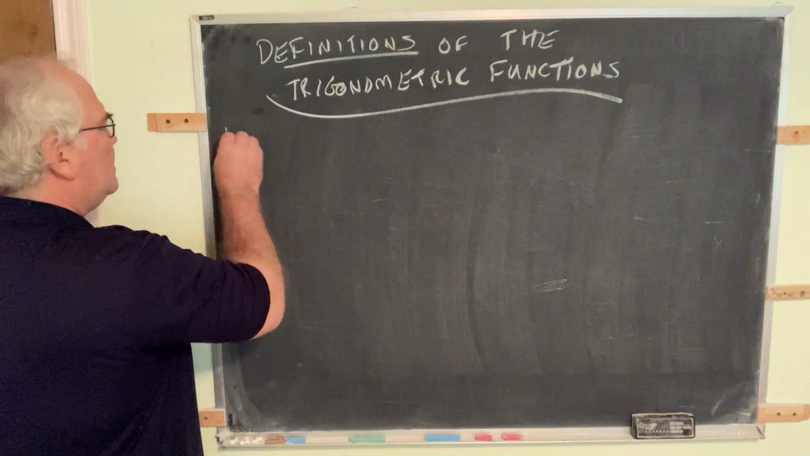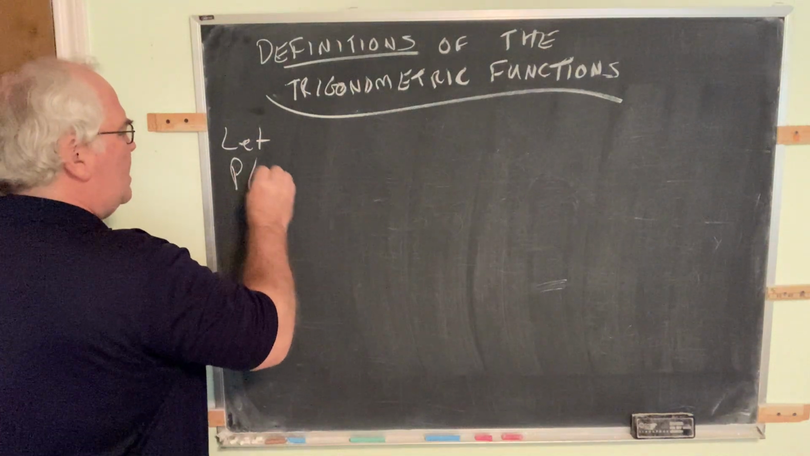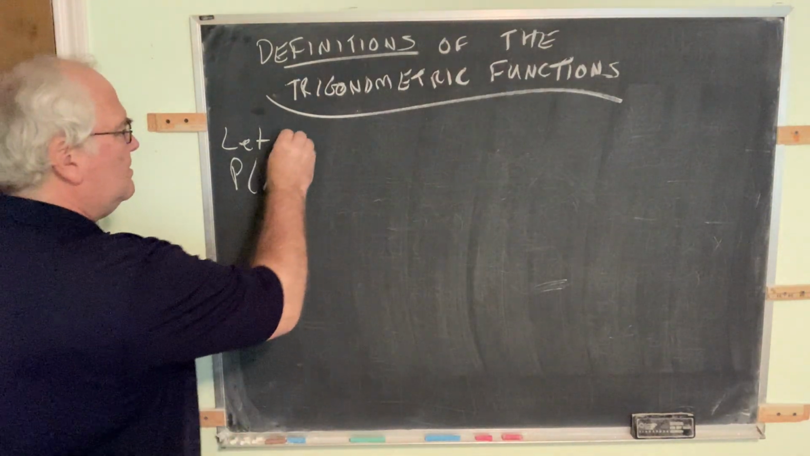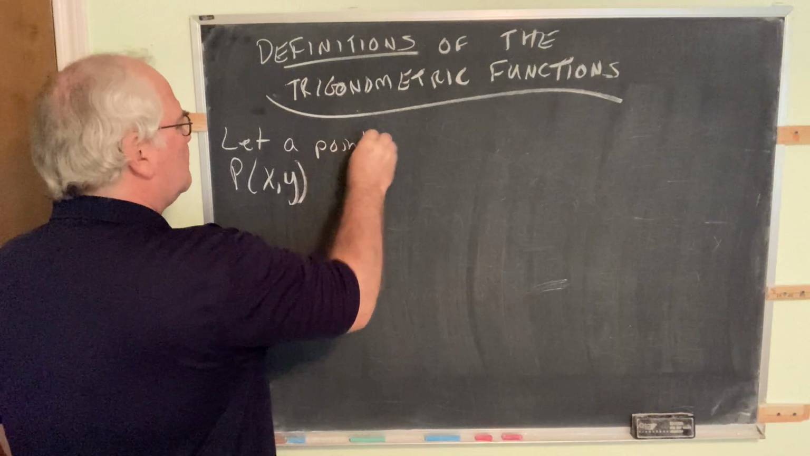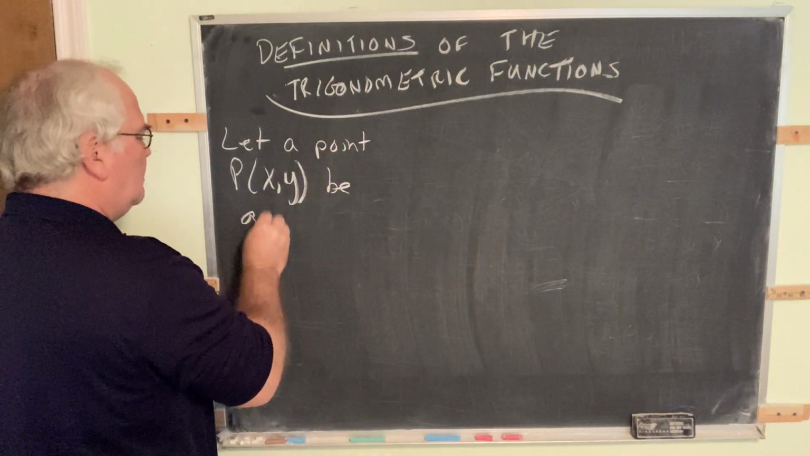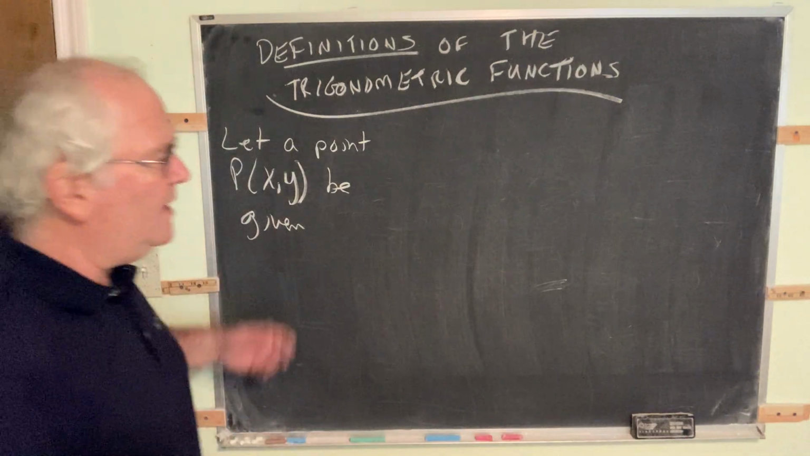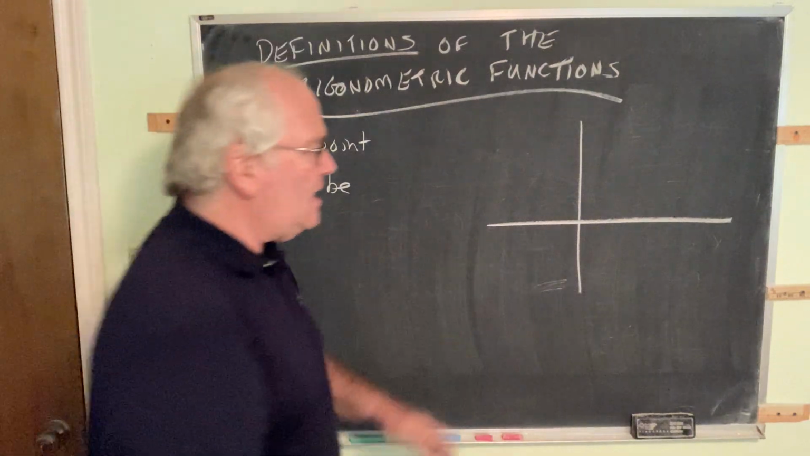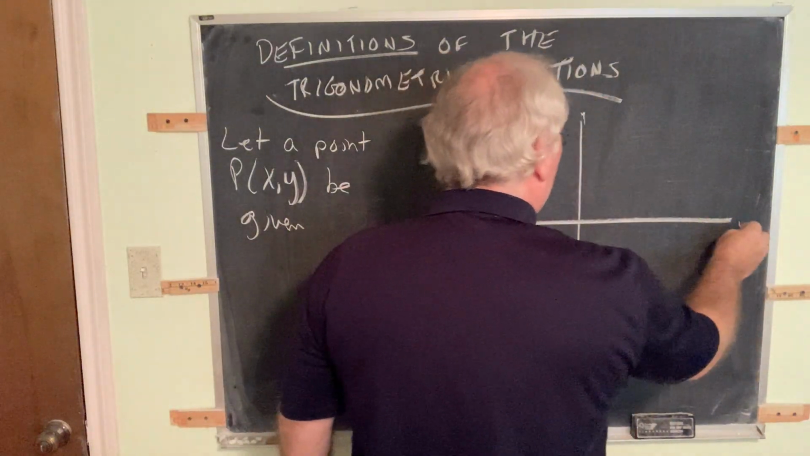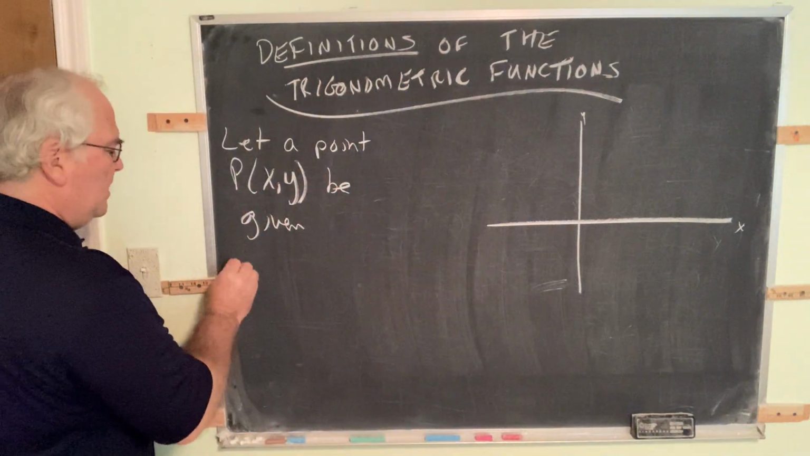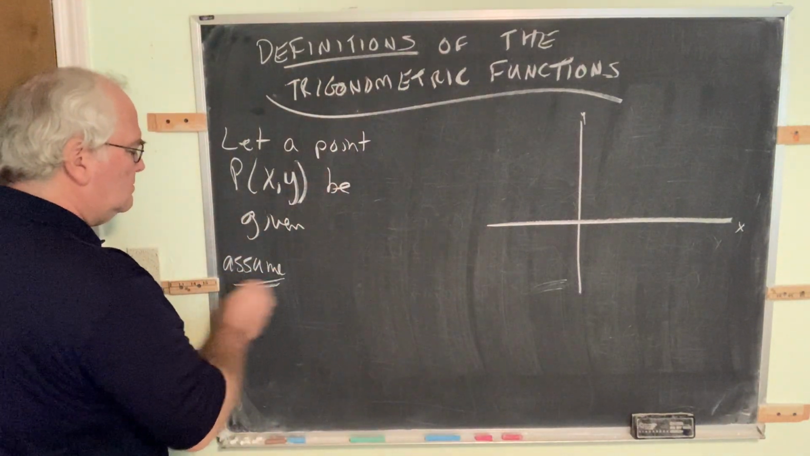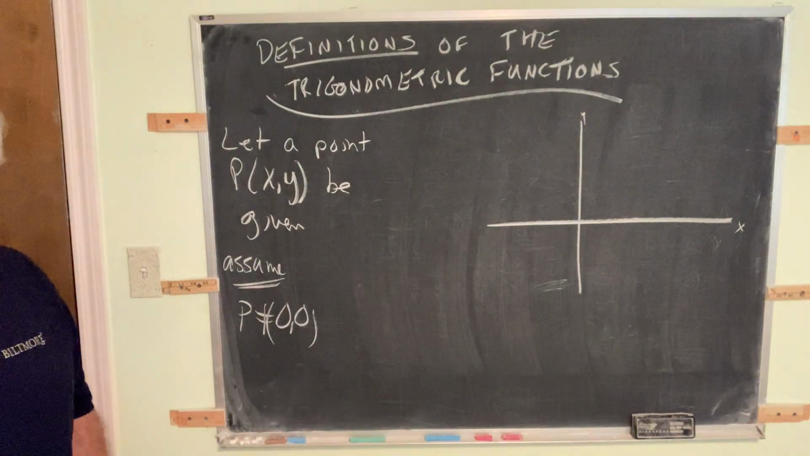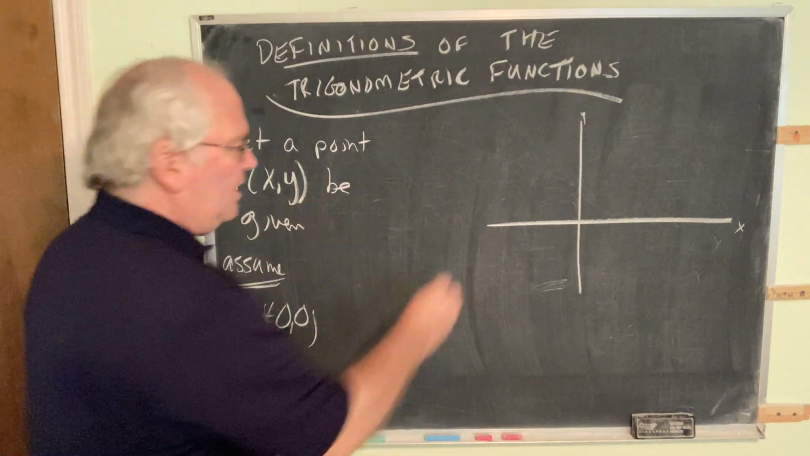Now, let P be the point (x, y). So let a point P be given. So we're given a point in the xy plane. It may be any point you wish, with one exception. We assume P is not equal to the origin. So any point other than the origin.